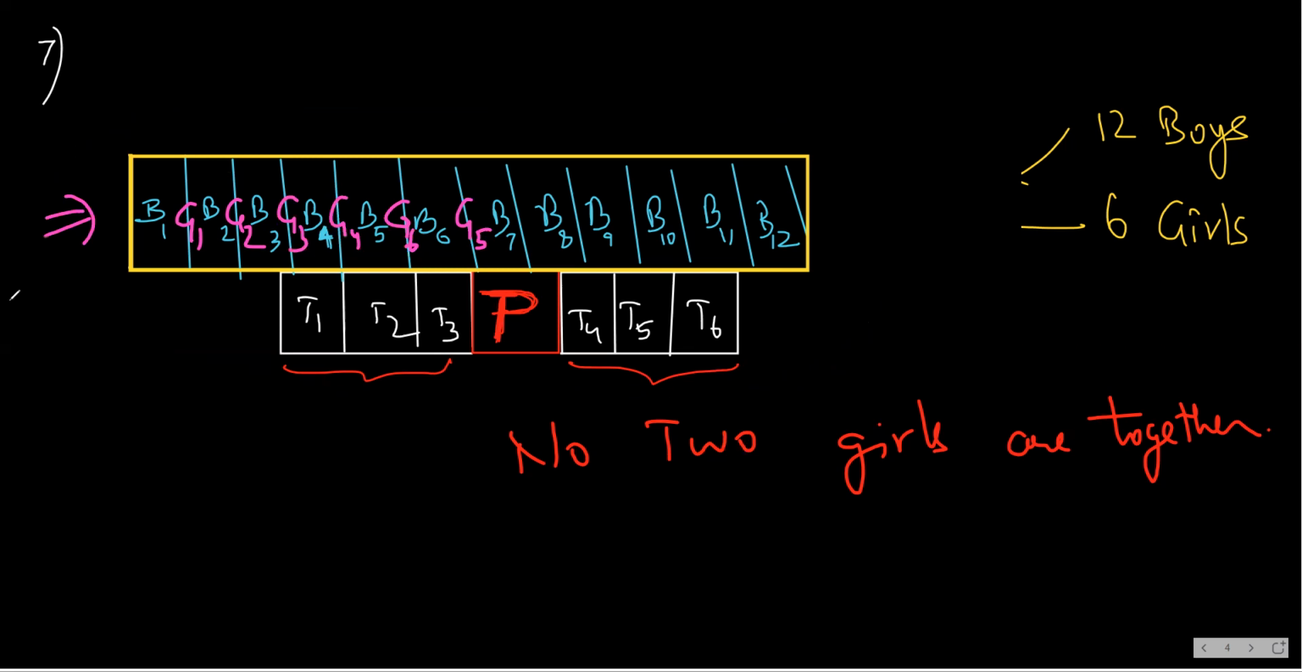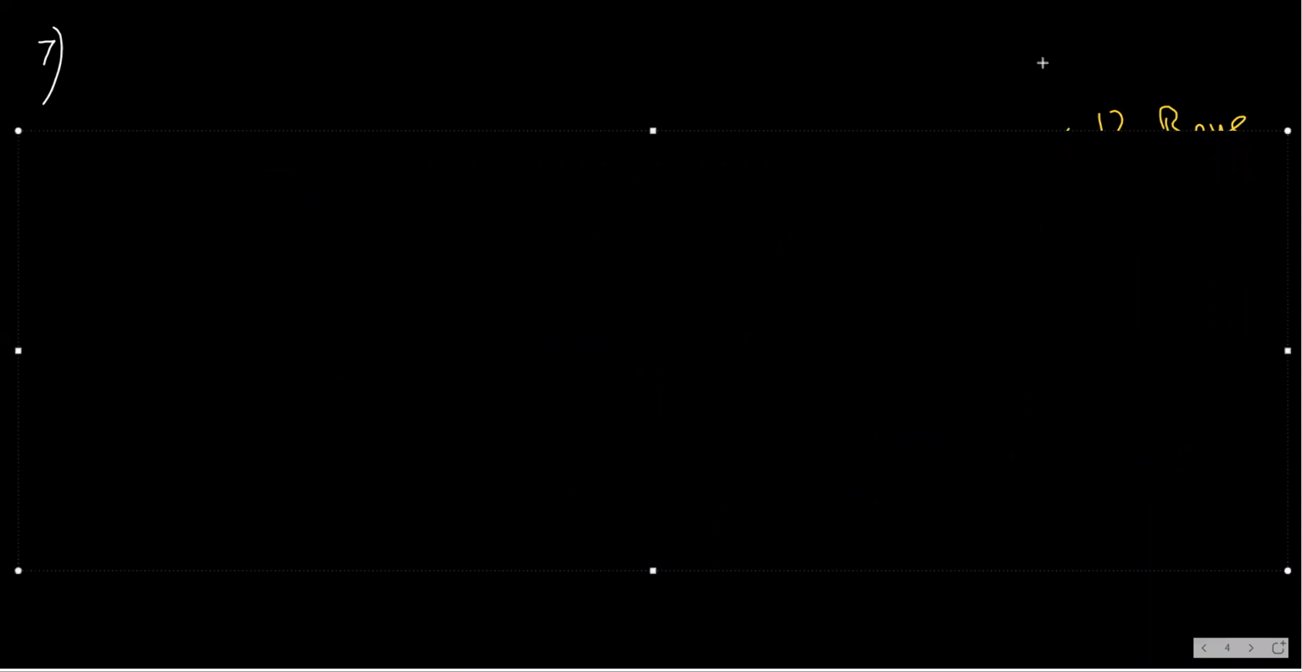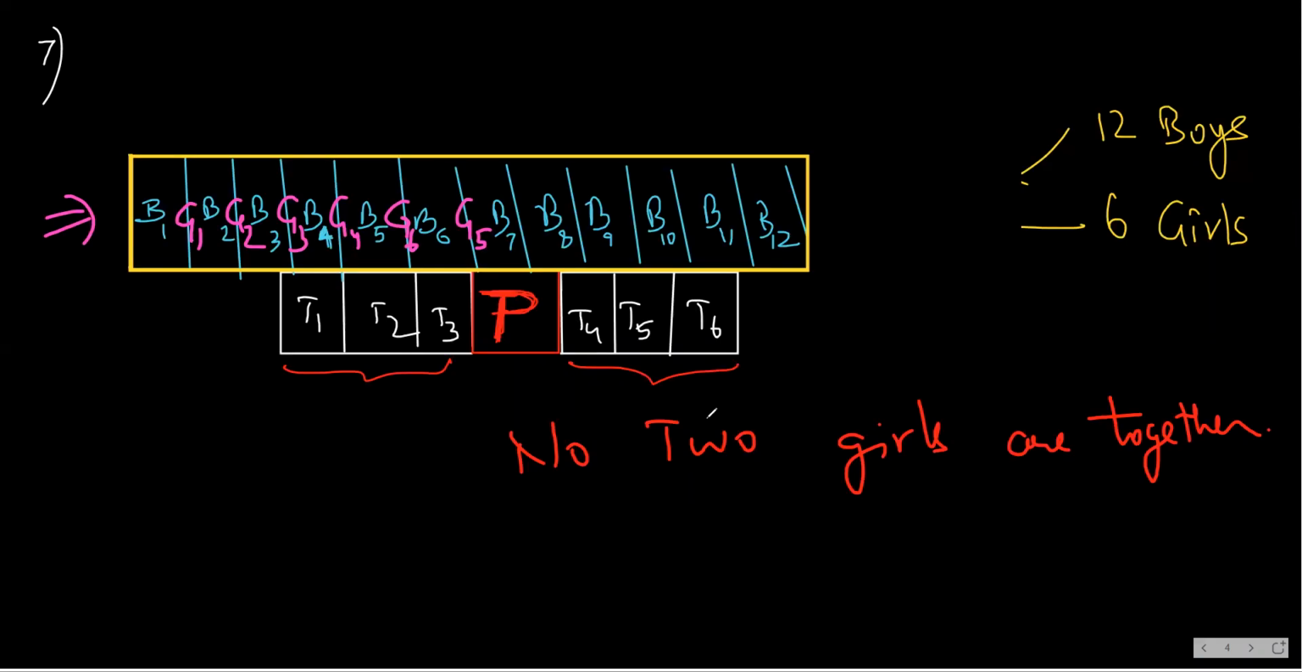So once again, I will read the complete question and then I will start answering. It says, in a group photograph, 6 teachers are in the first row and 18 students are in the second row. There are 12 boys and 6 girls amongst the students. If the middle position is reserved for the principal and if no two girls are together, find the number of arrangements. I hope you have followed this.